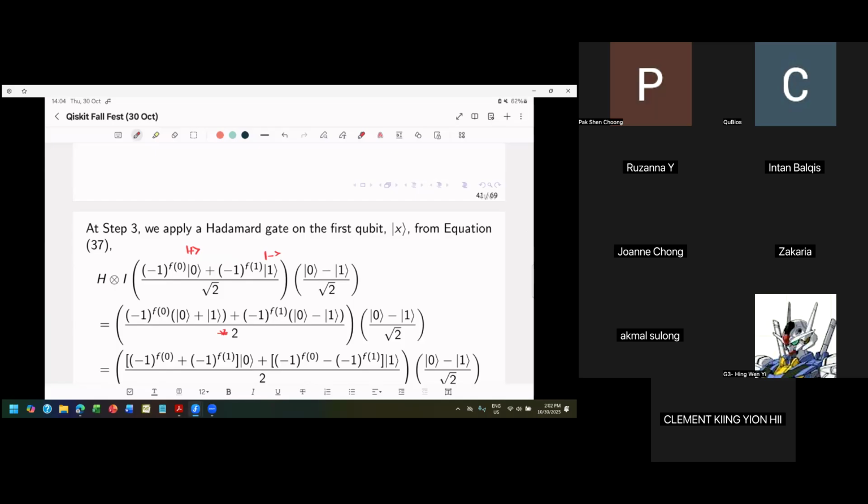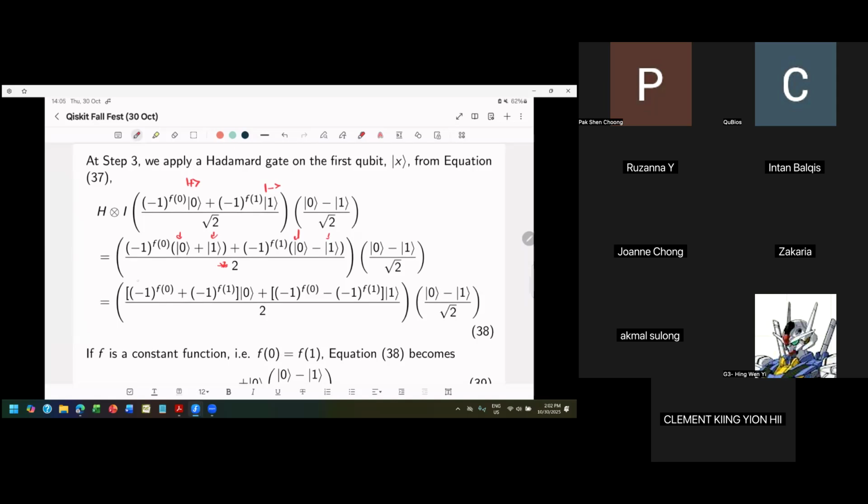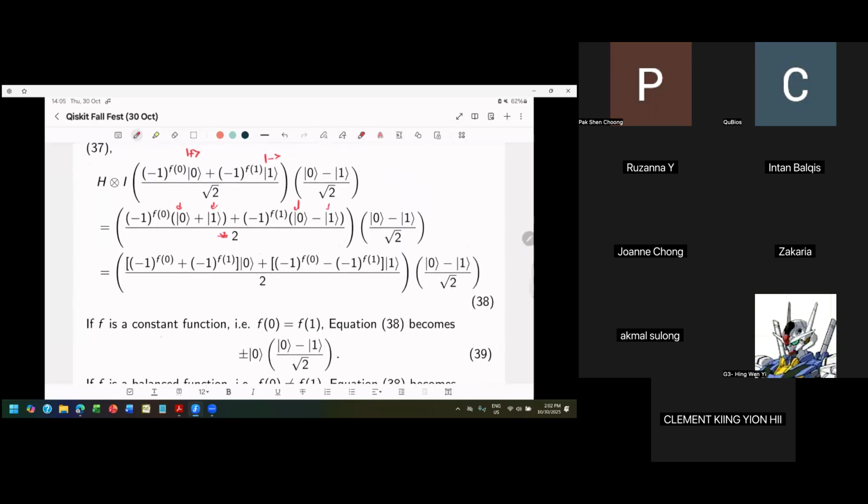Now you have some terms that are the same. The zeros, you can collect them together. The ones, you can collect them together as well. So you collect the zeros and the ones together, and you get an equation like this. Equation 38, basically. Why is this important? Because if f is a constant function, then what will become of equation 38?